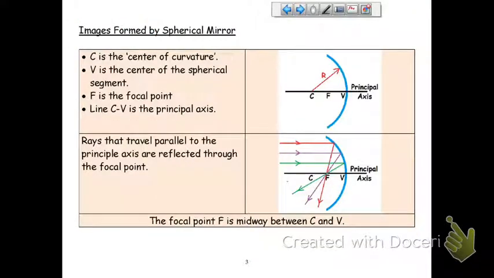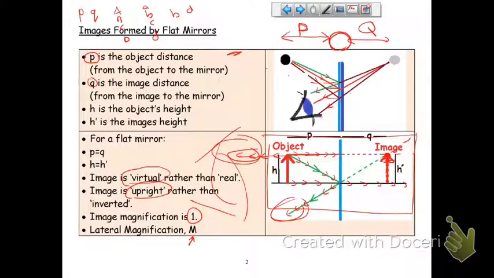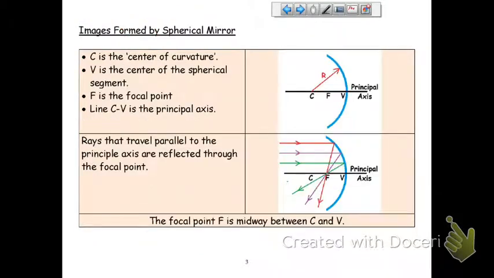Let's look at this, and we're going to do this in lab today. I just changed the lab, actually. We're going to do this in lab today, so you'll get practice at it. Let's take a spherical mirror.